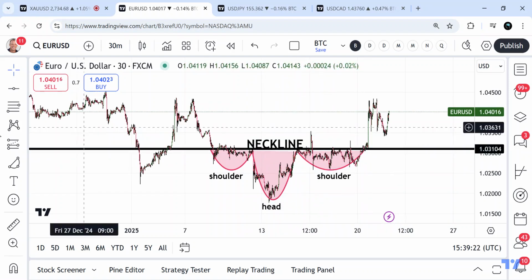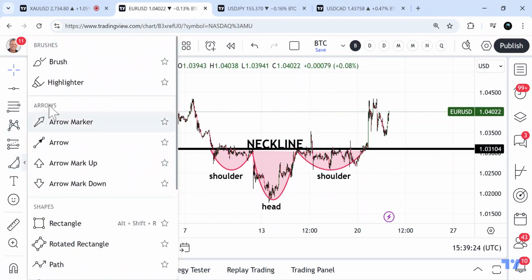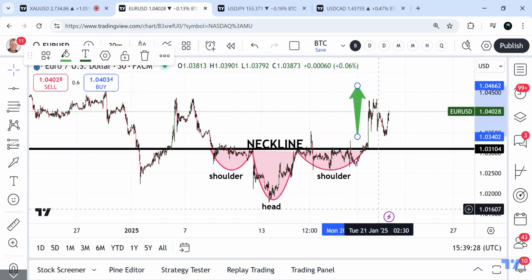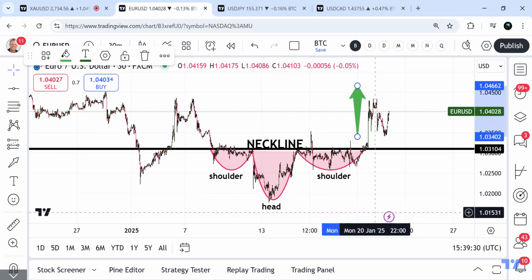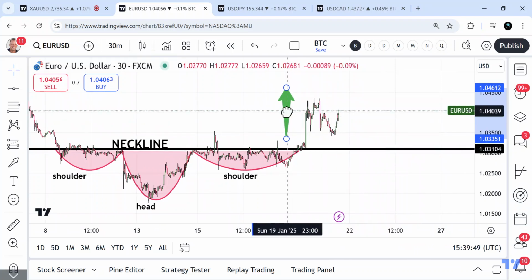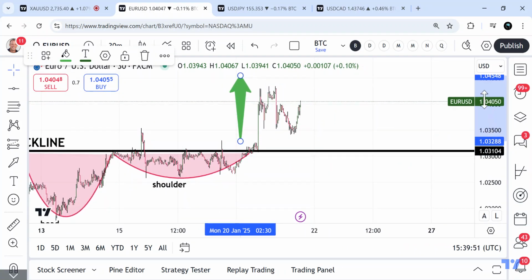And as soon as it crossed the neckline, what happened? Well, Bob's your uncle, and we went up. Perfect inverse head and shoulders pattern right there. Notice how that neckline acts as a key support or resistance level. Once it's broken, the price definitely moved significantly, right? So, the entry points and the exit points on here as well.